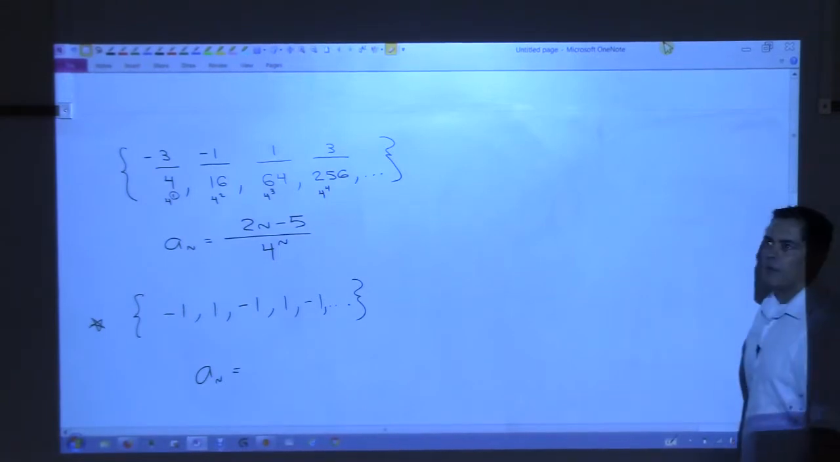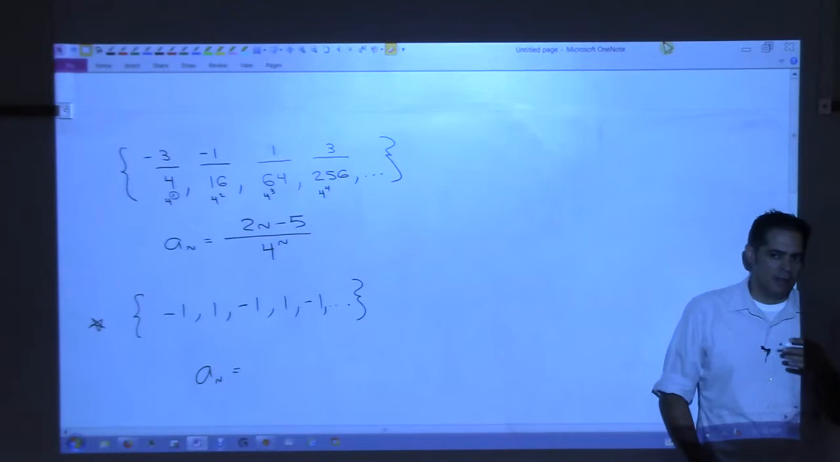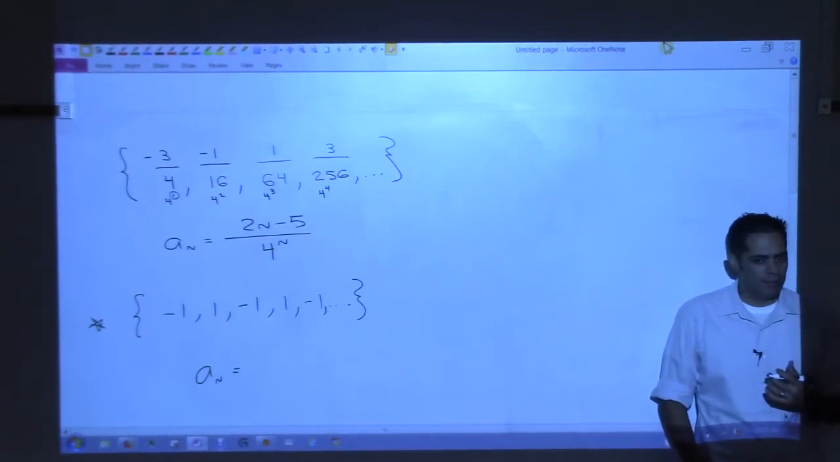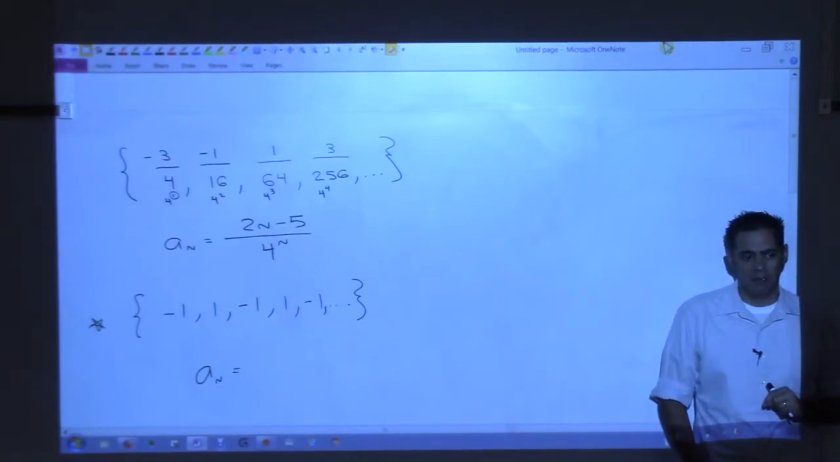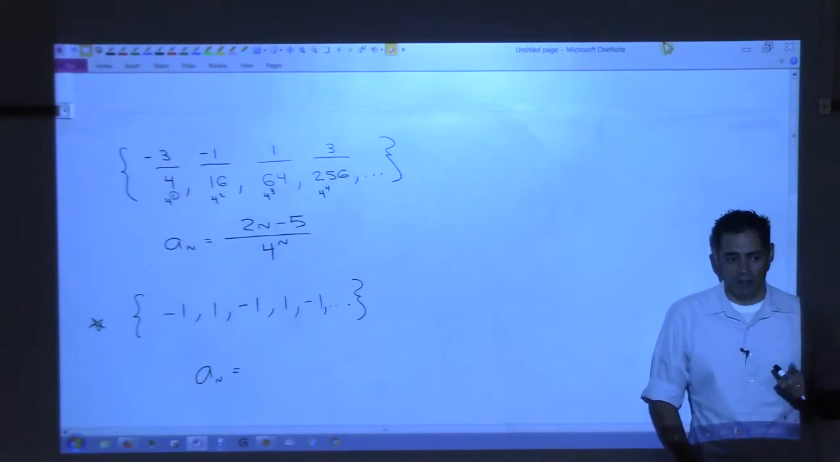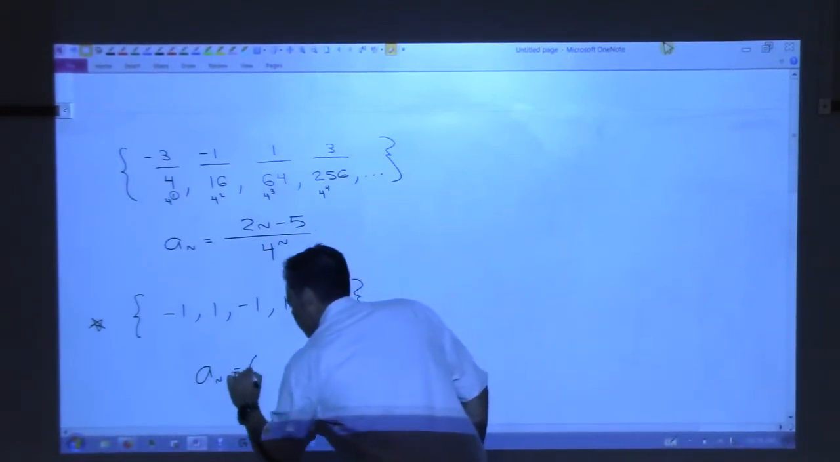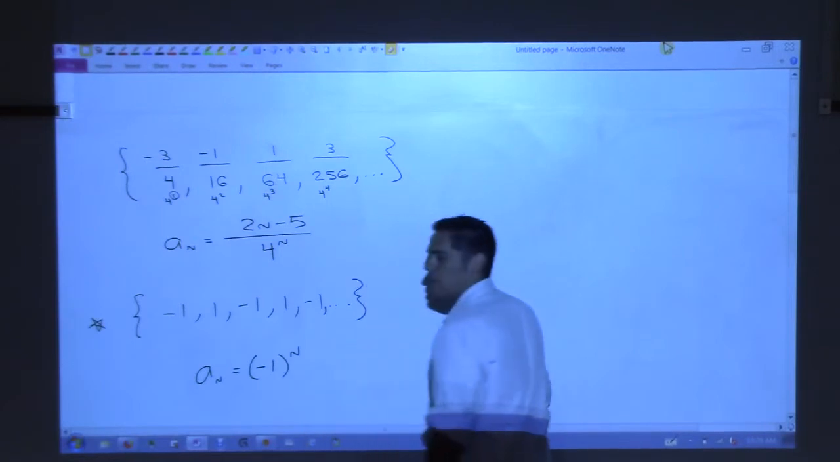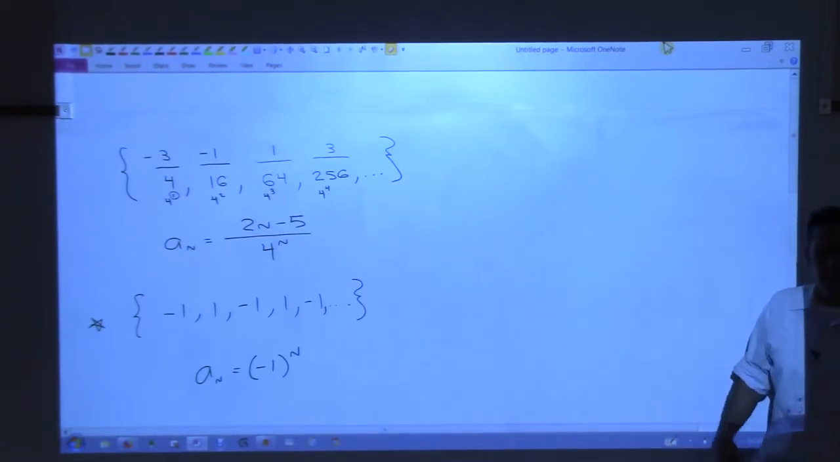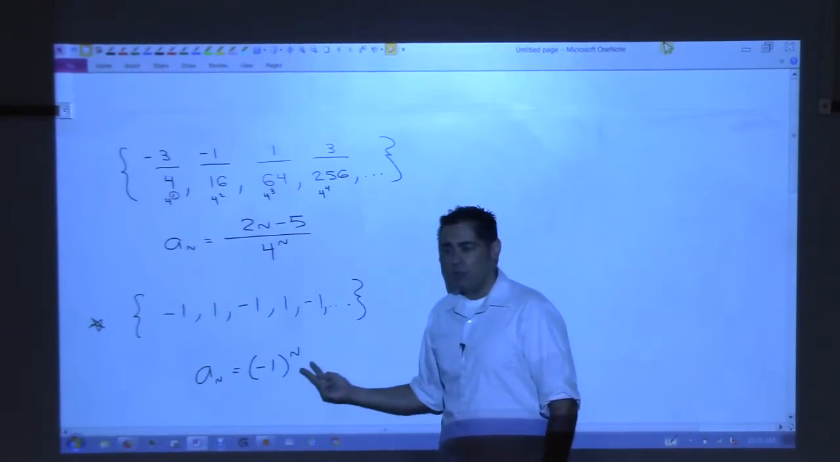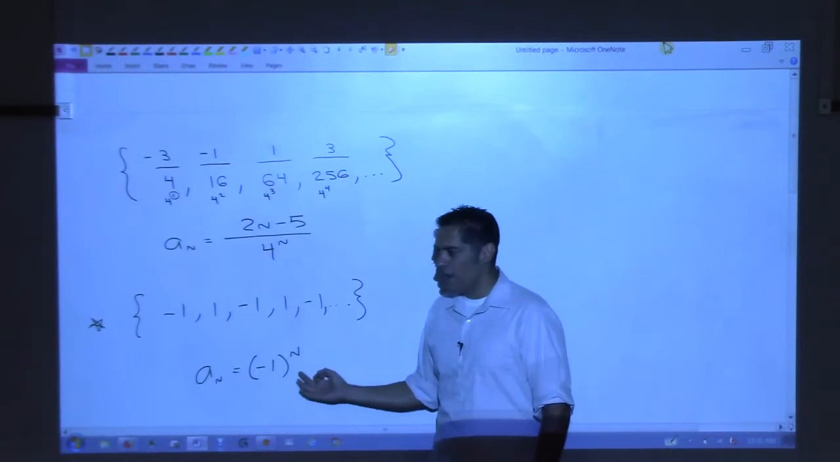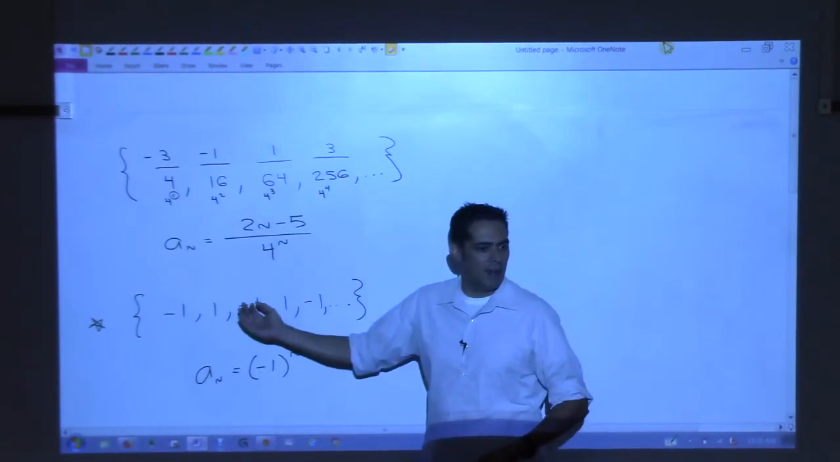What is the very nice property of the number -1? If you take the number -1 and raise it to powers, what happens? Depends on what you're raising it to, right? Oh, -1 to the n. Now let's think about this. If we plug in 1 here, what happens? We get -1, right? We plug in 2, we get 1. And we plug in 3, it's an odd power, so you're going to get a negative again, right?